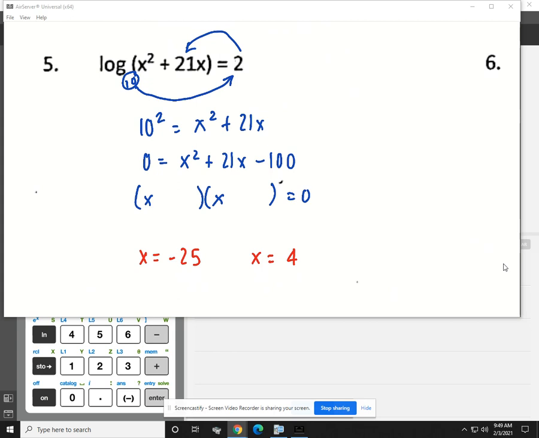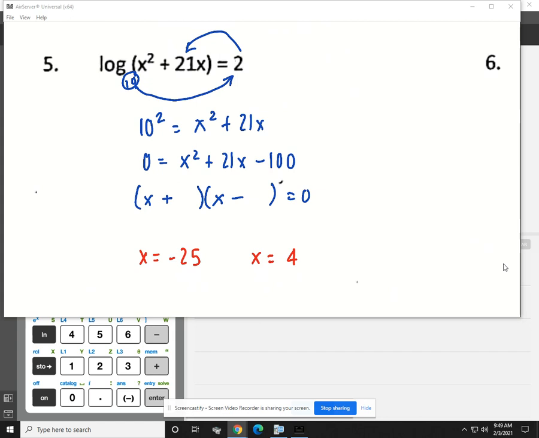What multiplies to get a negative? A negative and a positive, right? So they're working against each other. So we're looking for what multiplies to get 100, has a gap of 21. Okay, that's a pretty big gap.